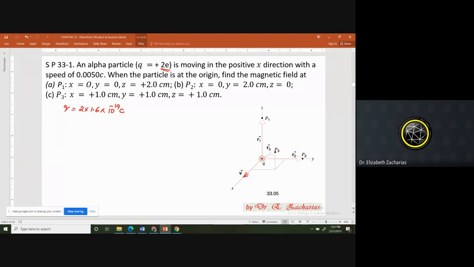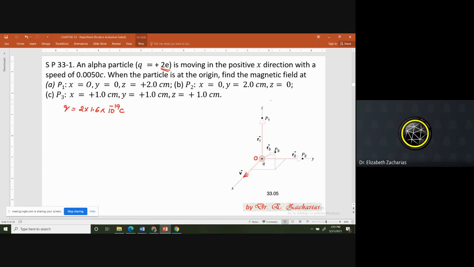At that instant of time, this charge is, let us say, at the origin. I kept telling the position vector of a point with respect to the origin, and the origin is your moving charge. So let this be the origin at this instant of time. This is your x-axis, this is your y-axis, this is your z-axis.